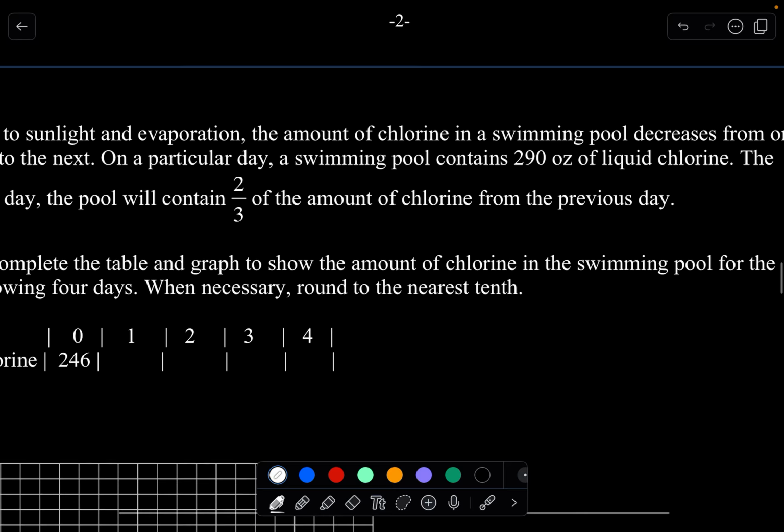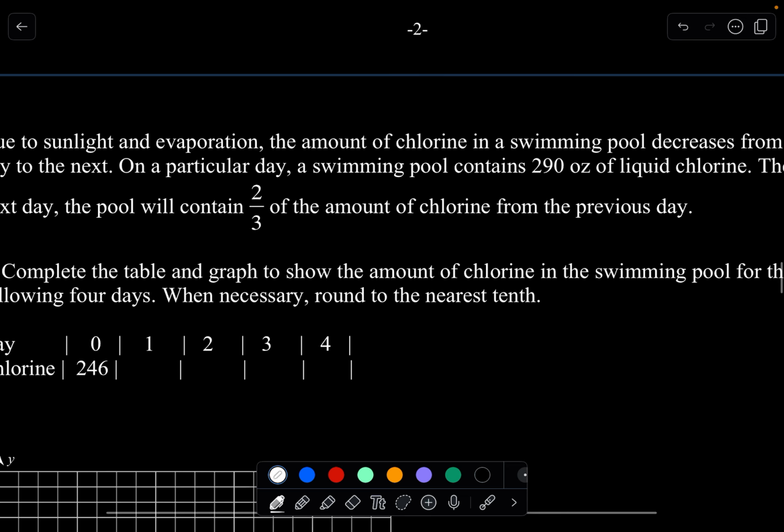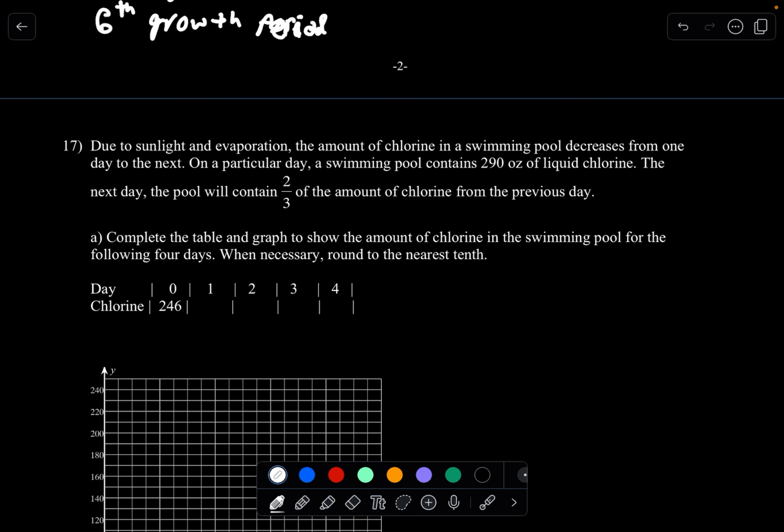Okay, on the last one, due to sunlight and evaporation, the amount of chlorine in the swimming pool decreases from one day to the next. On a particular day, a swimming pool contains 290 ounces of liquid chlorine. Okay, notice on the table that's given to you, wait, I have 290 there and 246 here. Let's not use this one. Sorry, this one right there should be 246. Okay, so that's at the 0.